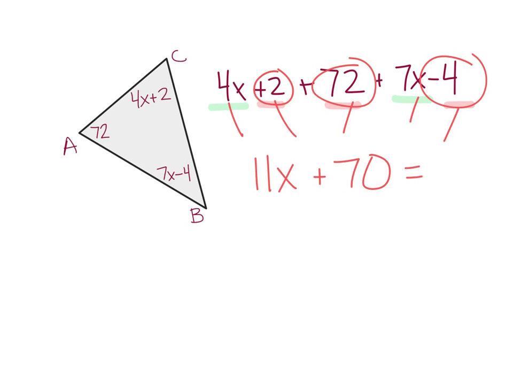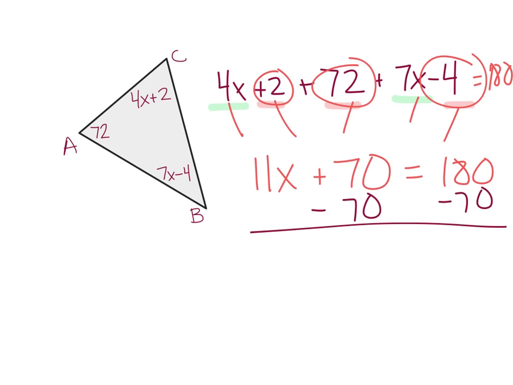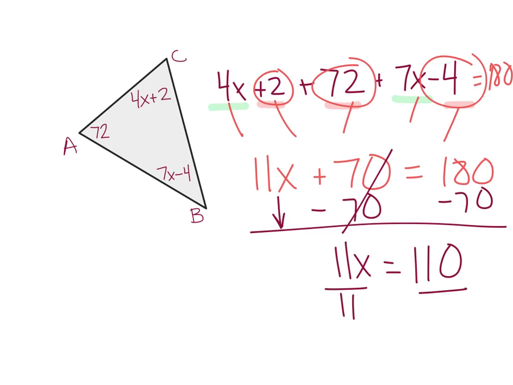Now remember, this equals 180 degrees. I should have squeezed that in up here on this row to be sure I don't forget it. Now we have a two-step equation. At this point, we can subtract 70 from both sides. Bring down your 11x. This cancels out. 180 minus 70 is 110. You probably see it at this point, but I'm going to go ahead and do my final step. X equals 10.